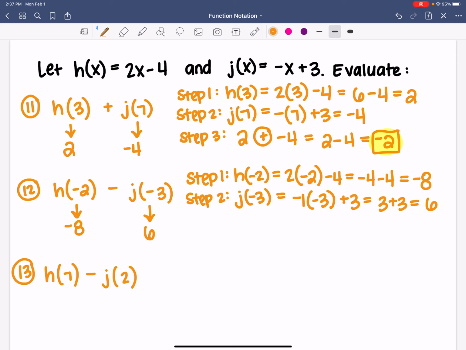Then finally, step 3 is to subtract those numbers. So we have negative 8 minus 6. And I got that minus because of this right here. That was step 3. So negative 8 minus 6 is negative 14.